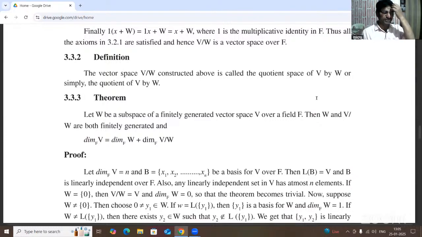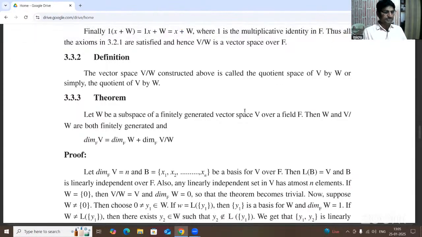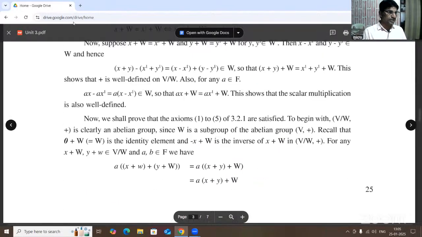Don't forget this, students. V by W under addition and scalar multiplication, that is the quotient set. The quotient set forming a vector space is called quotient space. Prove that dimension V by W equals dimension V minus dimension W. This is 3.3.3. This theorem is also very important in the final examination. Don't forget this one. Okay.